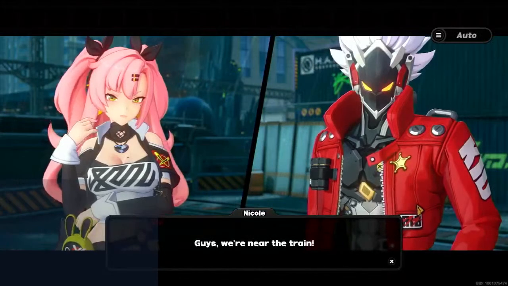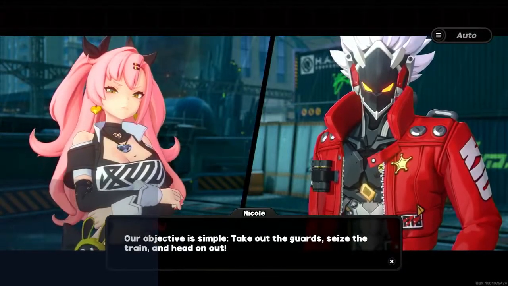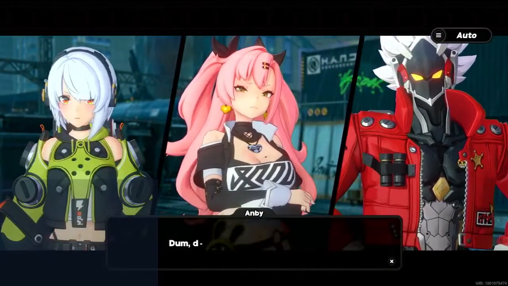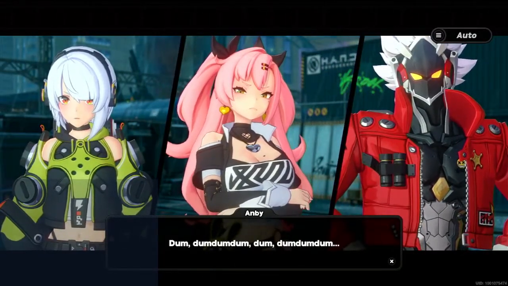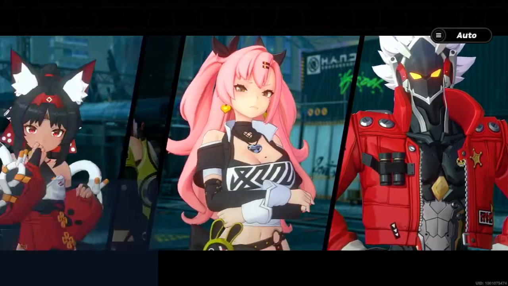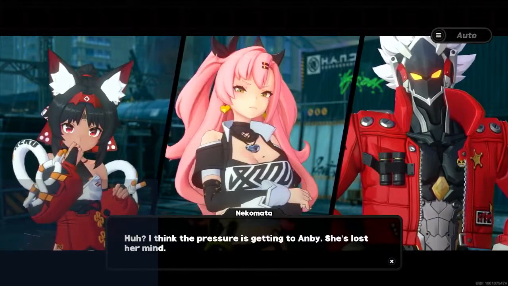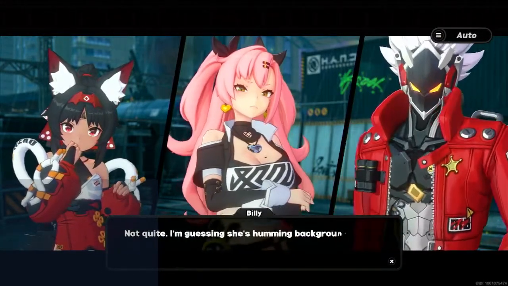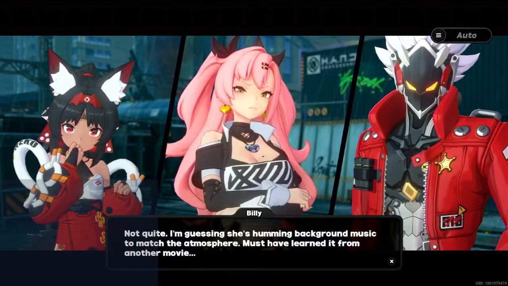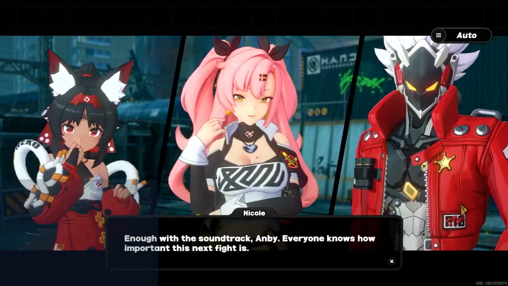Guys, we're near the train. Our objective is simple. Take out the guards, seize the train, and head on out. Roger that! I think the pressure is getting to Ambi. She's lost her mind. Not quite. I'm guessing she's humming background music to match the atmosphere. Must have learned it from another movie. Enough with the soundtrack, Anby. Everyone knows how important this next fight is.